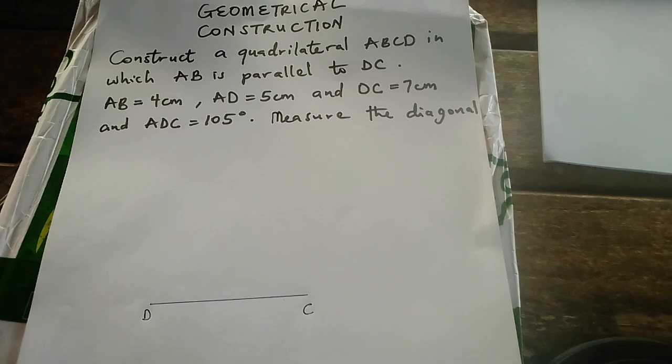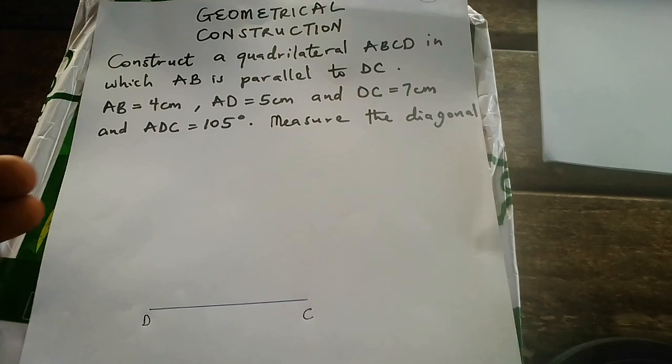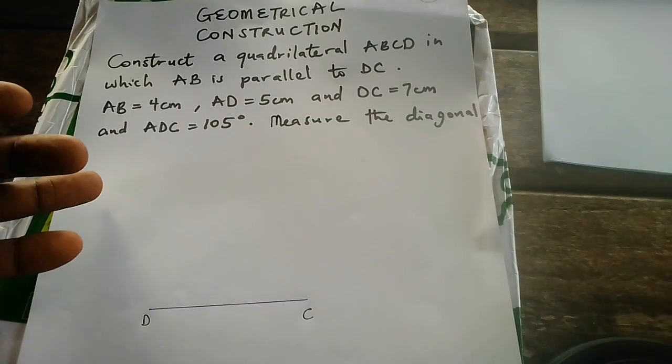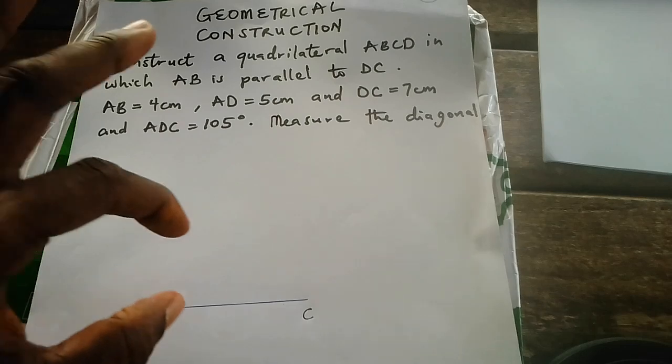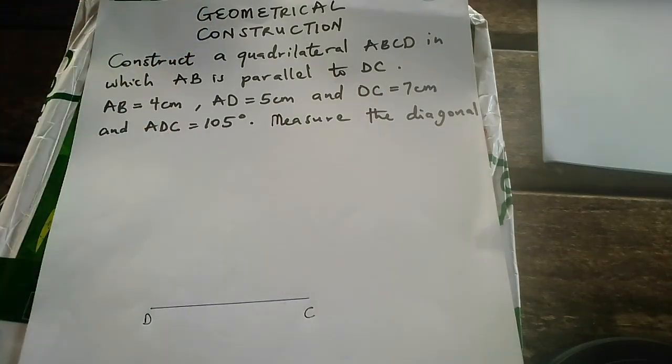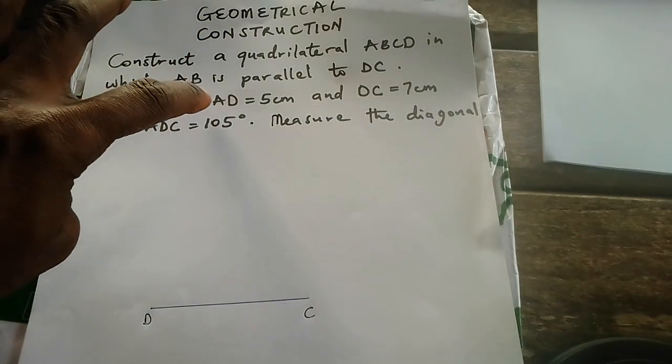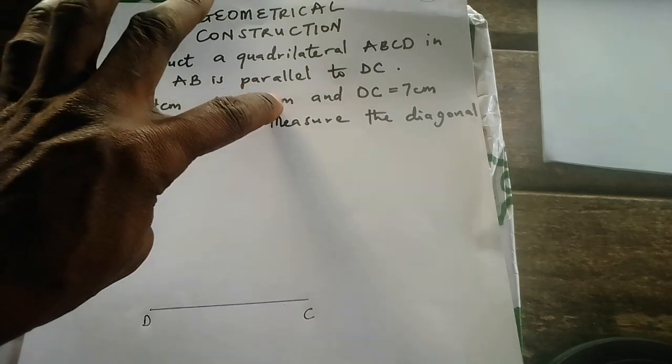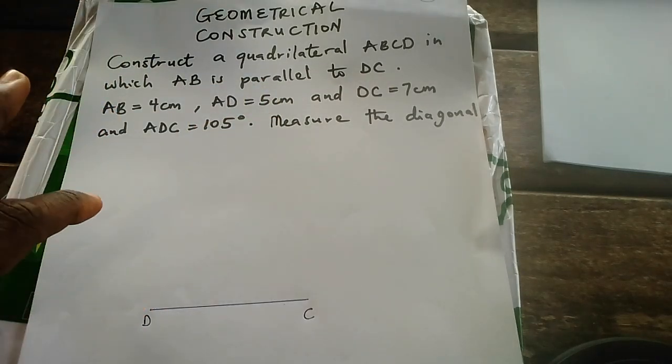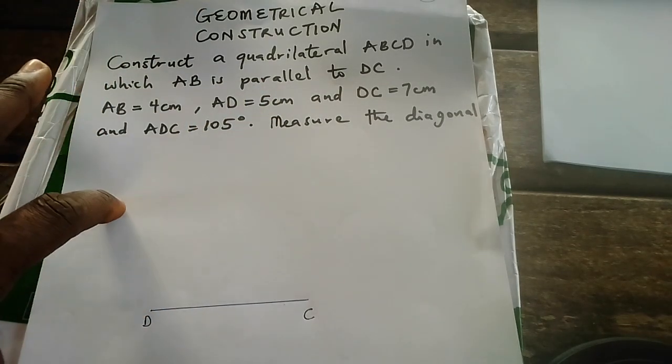line AB is 4 cm. And we are told that line AB should be parallel to line DC. So if AB is up here, since we don't know, we need a parallel line, and we are told that line AD is 5 cm, and that means our A will be on top of D.